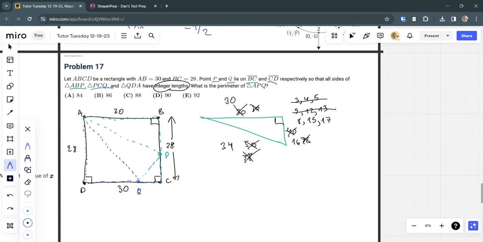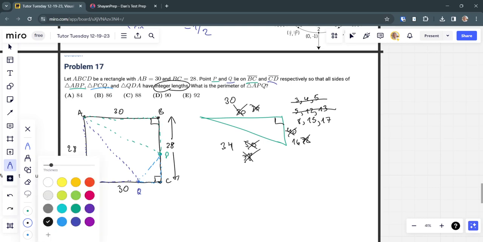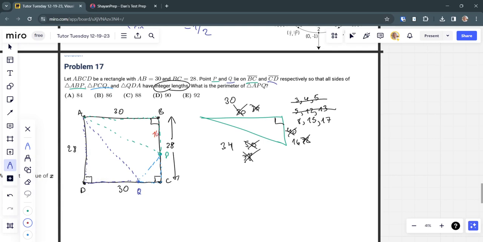From B to P, we know that this side length is 16. Let me do a different color, like saying that we filled it in. 16 here, and then this hypotenuse is 34, and then this side length is 30. That also makes this side 12 right here. That also fits into another Pythagorean triple, I think.